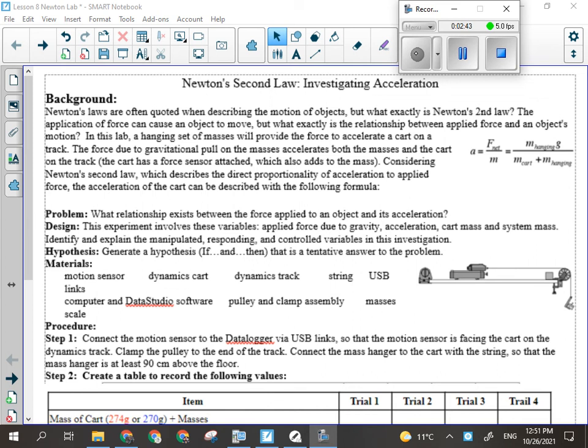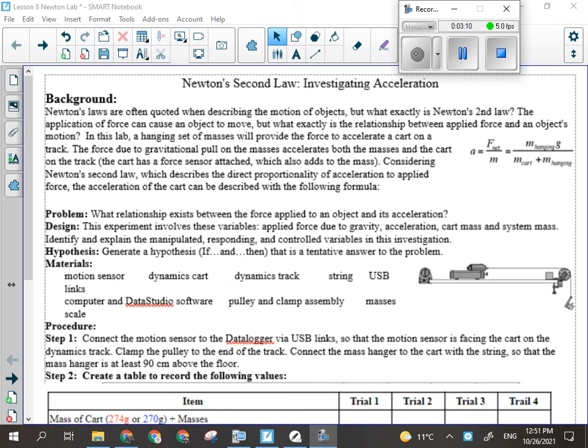Okay. Some things we want to make sure don't change throughout the lab. We already said one, mass of the system. We also want to make sure, as best we can, that our system is level. The best way to do that is to open the Level app on your phone, set your phone on the track, and adjust accordingly to make the track as close to level as humanly possible.